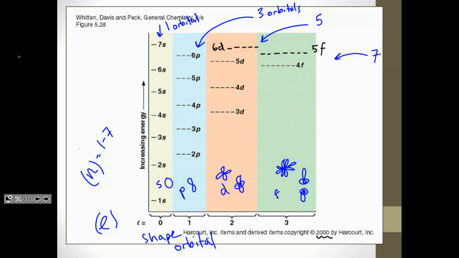If each line holds 2 electrons, then S orbitals can hold 2 electrons. P orbitals can hold a total of 6 electrons. D orbitals can hold a total of 10 electrons. And F can hold a total of 14 electrons.